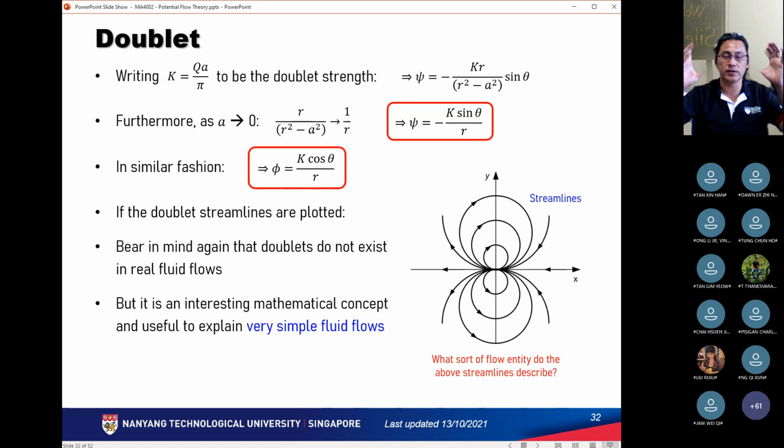Since we already assumed previously that the source and the sink approach each other such that they will eventually coincide at the origin, as A tends towards 0, R divided by R squared minus A squared tends towards 1 divided by R. That means we can further simplify the stream function such that psi equals minus K sine theta divided by R. We can rinse and repeat and get a similar expression for the velocity potential: phi equals K cosine theta divided by R.